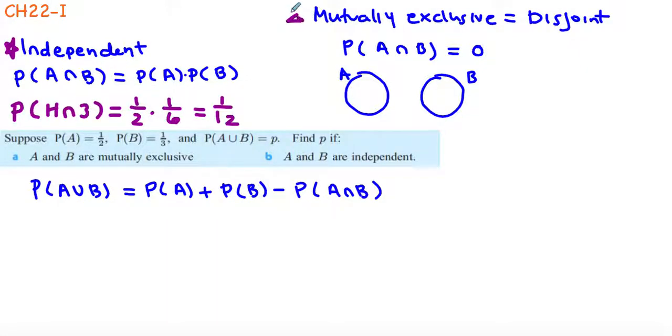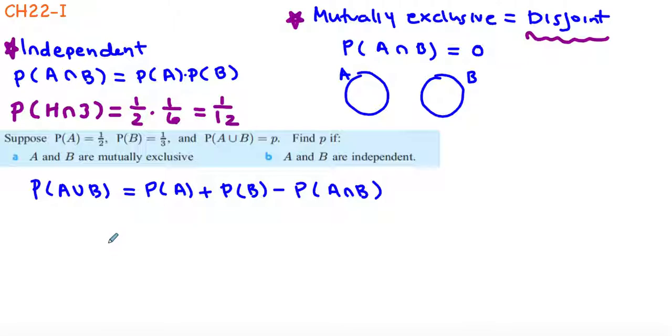What does it mean to be mutually exclusive? Mutually exclusive means disjoint, which means they have nothing in common. So probability of A and B, where they intersect, has to be equal to 0. So on a Venn diagram, you have a probability of A and probability of B, but they do not share any common sides. So let's look at a problem.